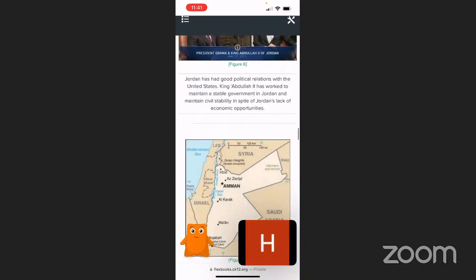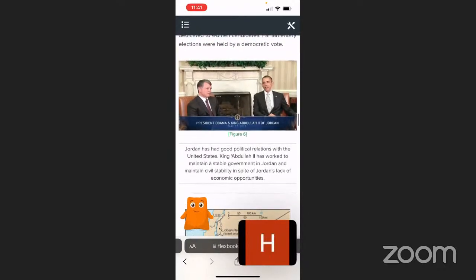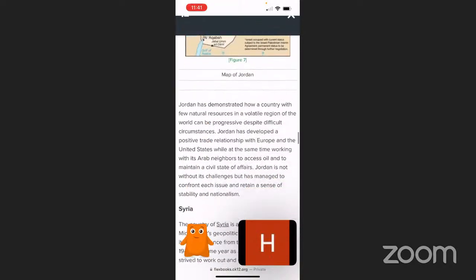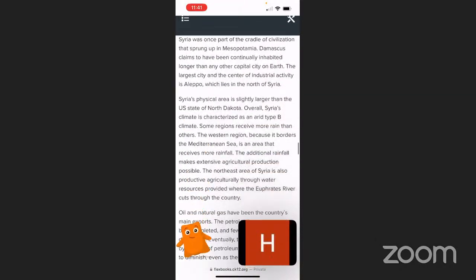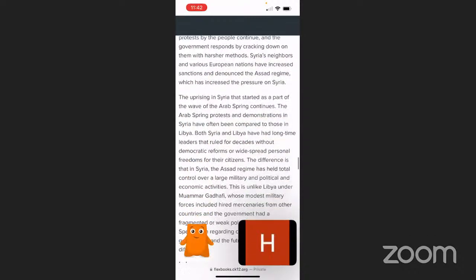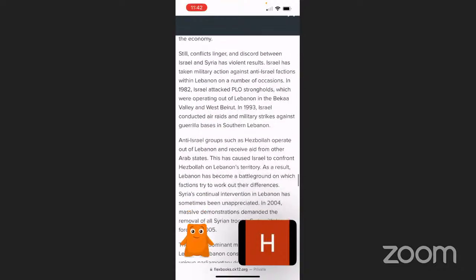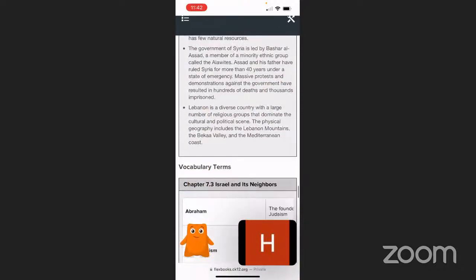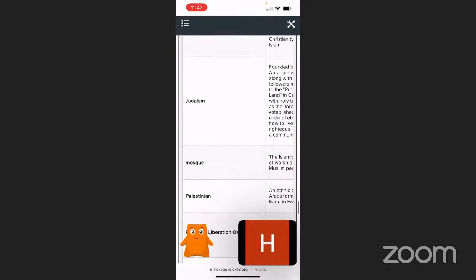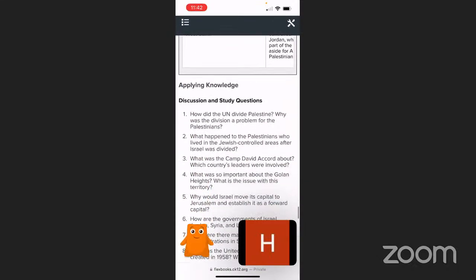Okay, so this is King Abdullah talking to the former President Obama of the United States. So this is about Syria and the Syrian government. Okay, and Lebanon as well. So they all border Israel, okay? Lebanon, Jordan, and Syria. They all border Israel, which used to be Palestine.